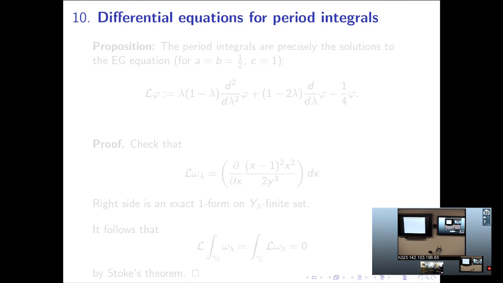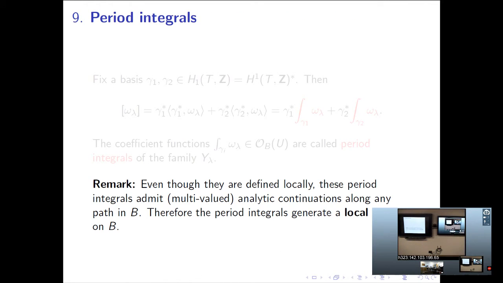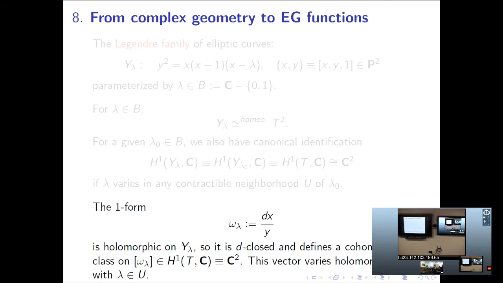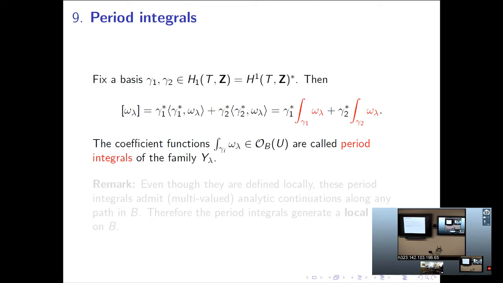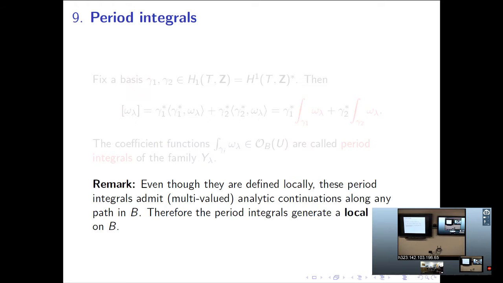Can you go back? The reason why these are only defined locally is because the basis gamma 1 and gamma 2 changes as we go around. This is why you're saying they're only defined locally. Yeah, exactly. Okay, but you've identified, so T is, you've just identified a model at a fixed fiber here. Yeah, a topological model, in the local contractible analytic neighborhood. Okay.